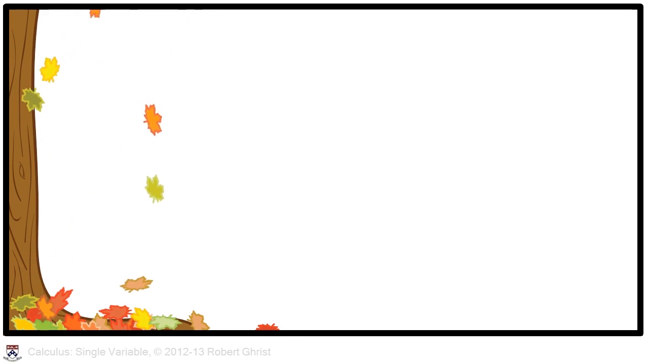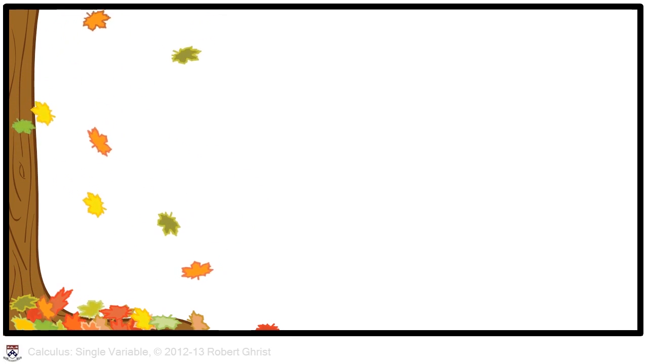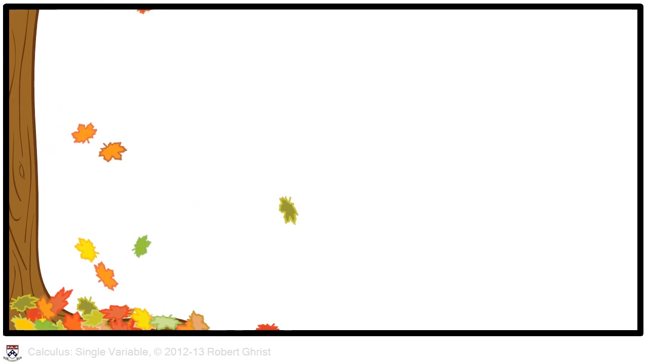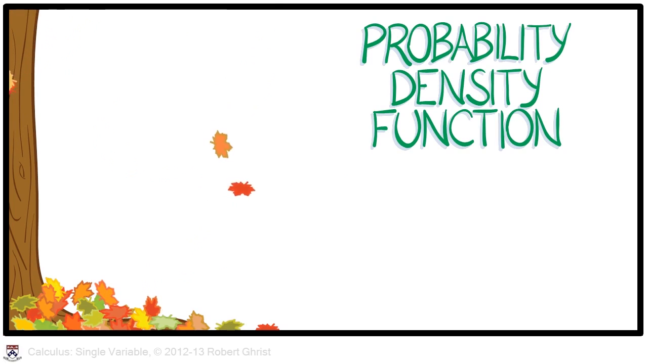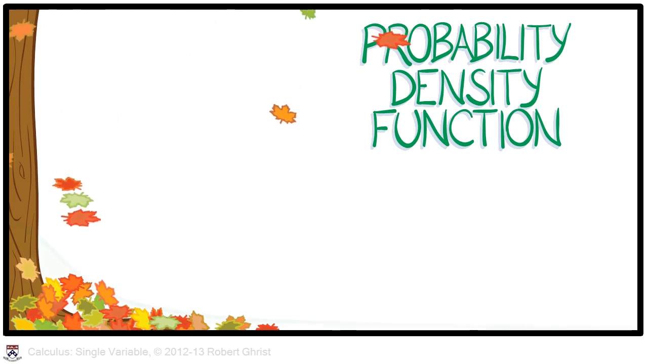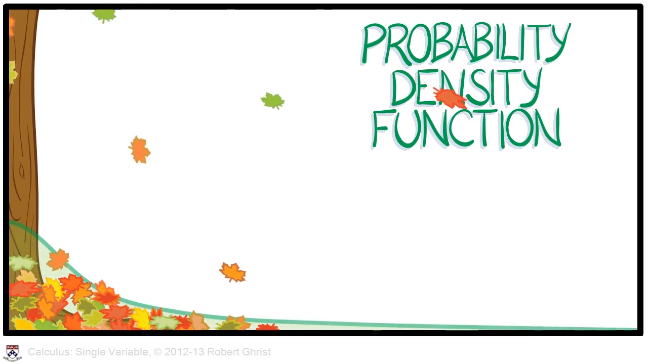In our last lesson, we computed probabilities under the assumption of fairness, namely that any point is as likely as any other point to be chosen at random. This is not always a good assumption. There are many instances where there's a bias, where certain outcomes are more likely than others. This bias is encoded in the notion of a probability density function, sometimes called a PDF.